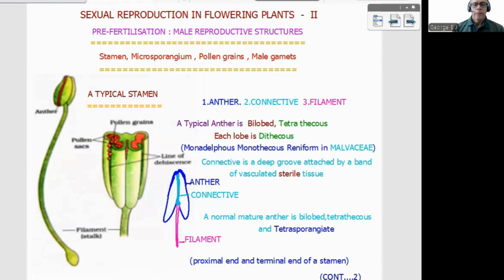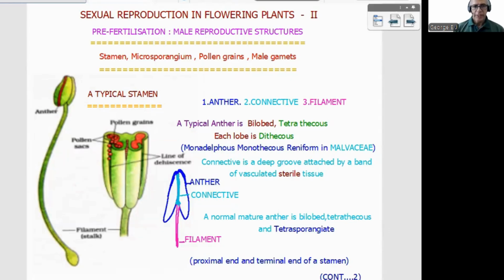Male reproductive structures, which include the stamen. After that, we will be entering into the microsporangium, pollen grains, and male gametes. The initial part is called microsporogenesis. Genesis means formation. Microspore or male spore will be formed.